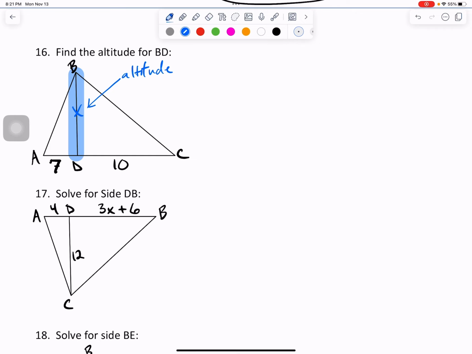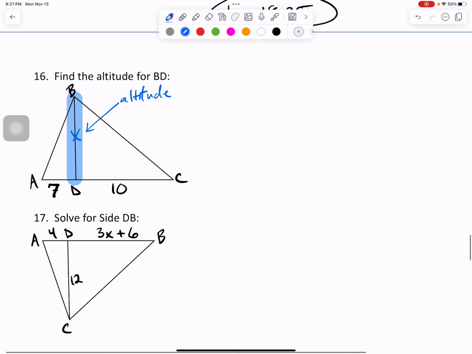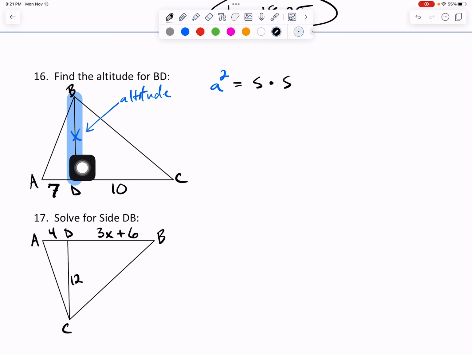All right, I'm going to steal a Miss O hack right here that I love. Now altitude, we can represent with an A. We have to do A squared equals side times side, okay? So your A value is an X. So take your X, square it. Write it equal to side times side, 7 times 10. So your X squared equals 70.